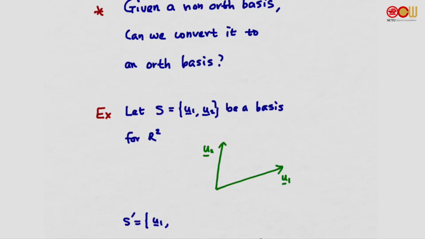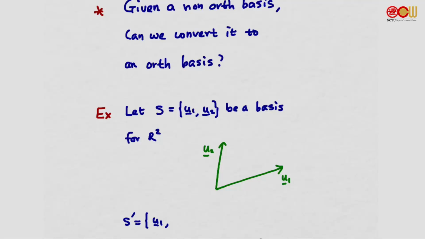For example, suppose S equal to the set of U1 and U2. It is a basis for R2. This is U1 and this is U2. And we would like to convert it to an orthogonal basis. For example, we can choose V1, we can choose U1, and then we can choose another vector in here to make it orthogonal. How can we do that?